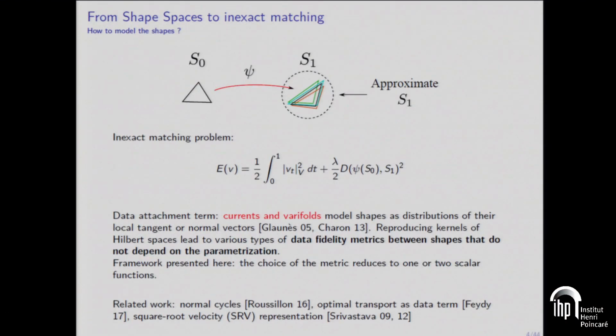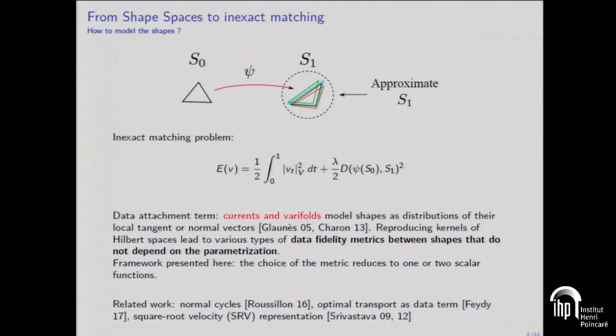Now, in application, we will deal with inexact matching problem. So you don't look exactly to reach this target S1, but you look for a deformation that brings you close to this target with respect to a metric that you want to define. And this new problem can be written as an optimization problem where you minimize an energy that penalize your deformation and the similarity between your deformed shape and the target. So what metric and what shape representation?